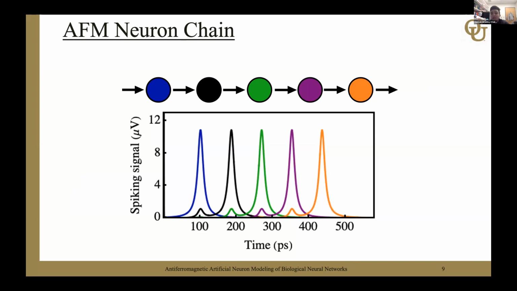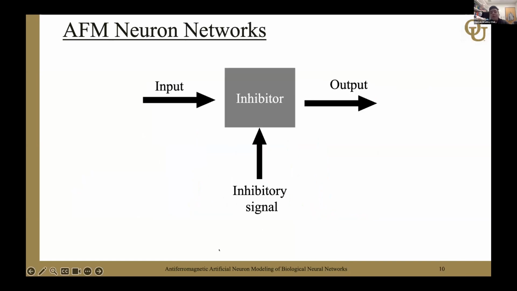In conventional artificial neurons, there's an immediate reaction as a result of an input. But in AFM neurons, there's a delay between a single neuron receiving input and the resulting output. So how can we harness this delay in any meaningful way?